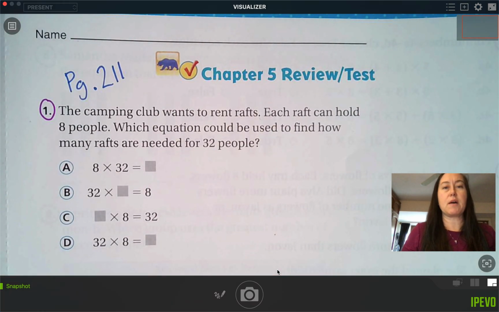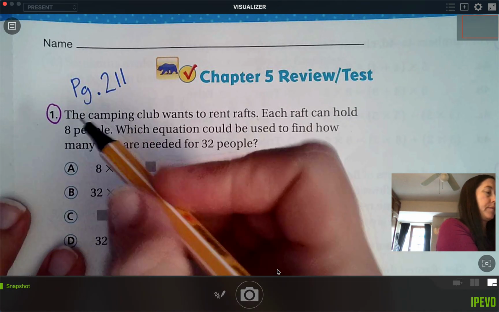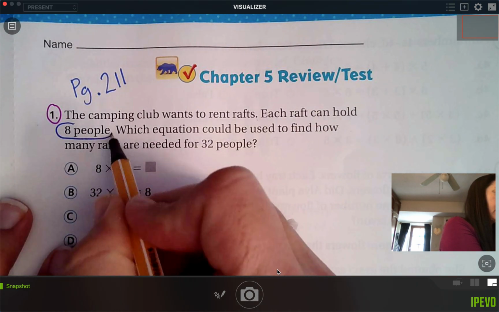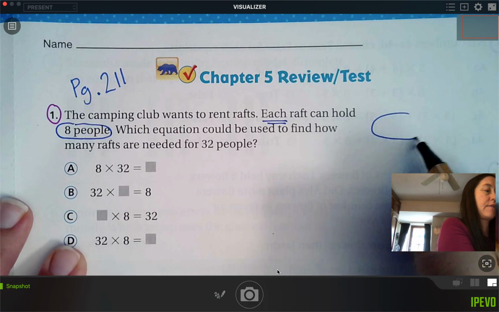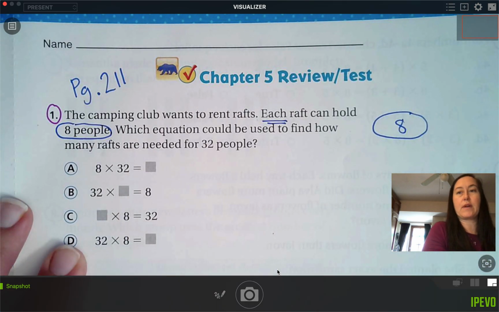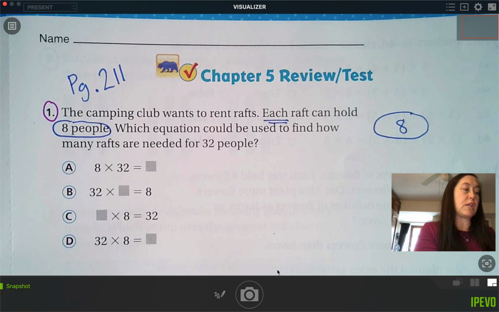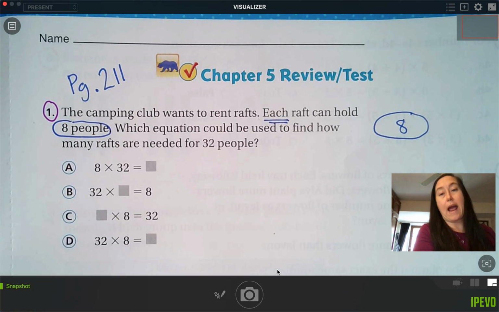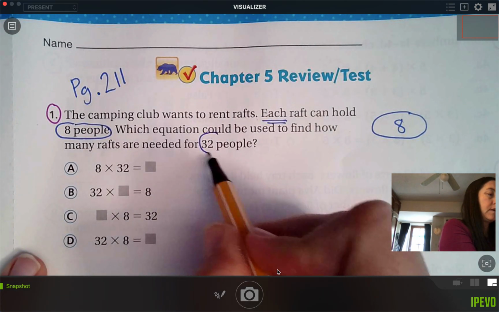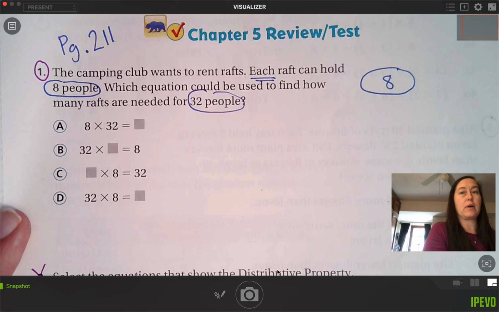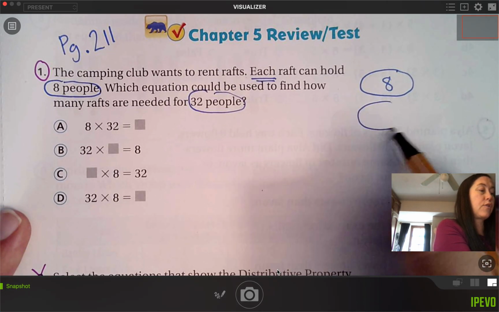The camping club wants to rent rafts. Each raft can hold 8 people. And that word each is super important. It means here's one raft. It can hold 8 people, right? Each raft can hold 8 people. Which equation could be used to find how many rafts are needed for 32 people? So instead of just 8 people, I need to fit 32.